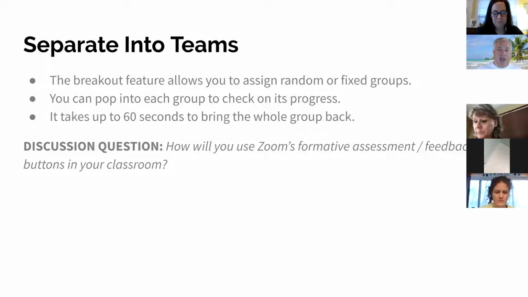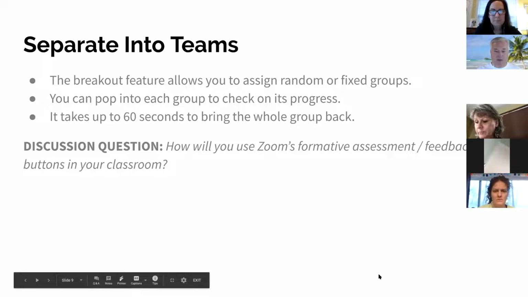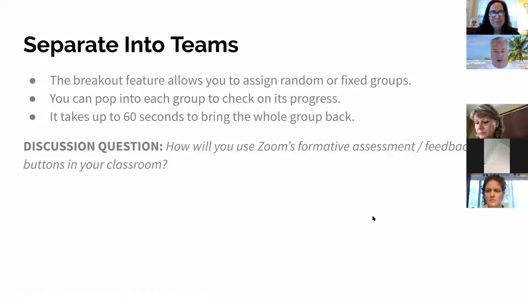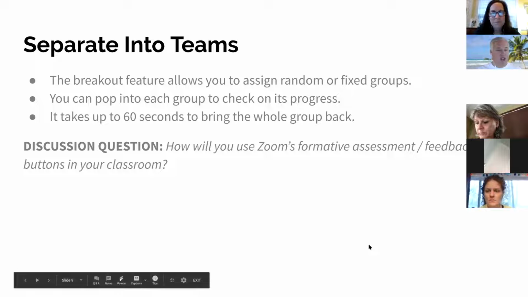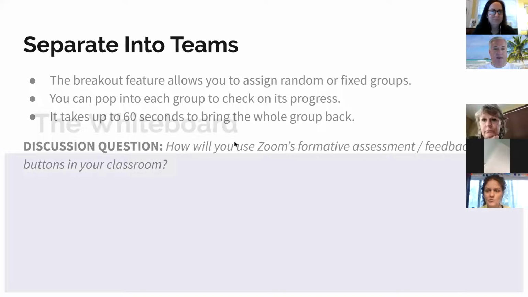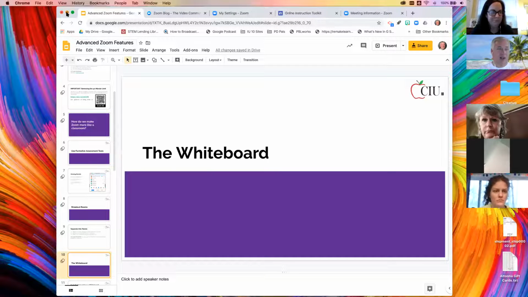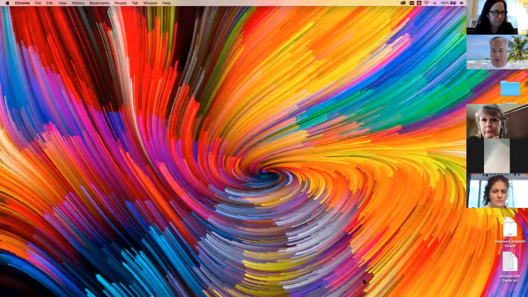So think back to those formative assessment feedback buttons that we used earlier. When I put you in your group, I would like you to talk to your group members. You're going to have to unmute when you get there. And I would like you to talk to your group about how you plan to use that feature. So let me pop out of here because I can't see my breakout room window here.